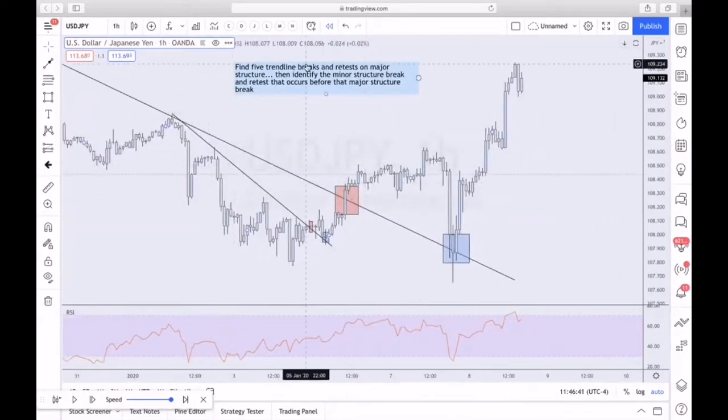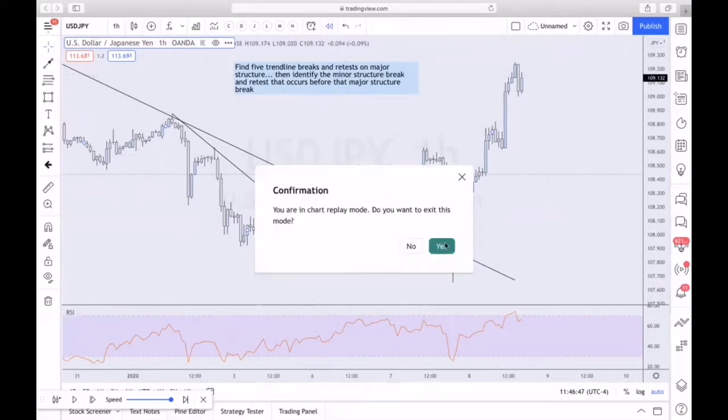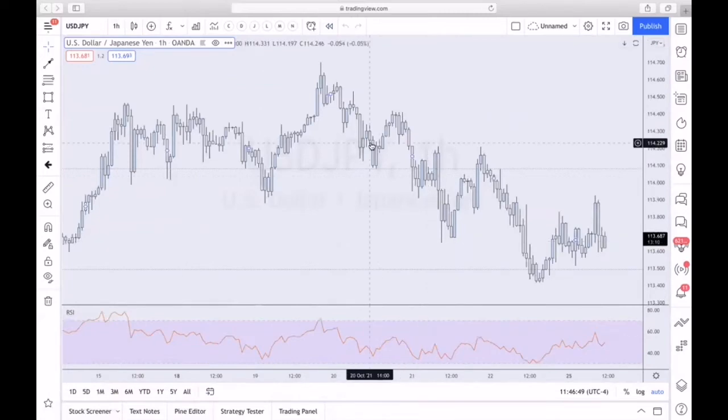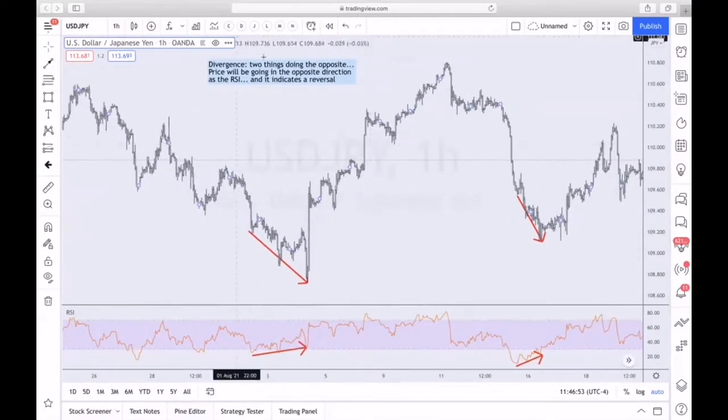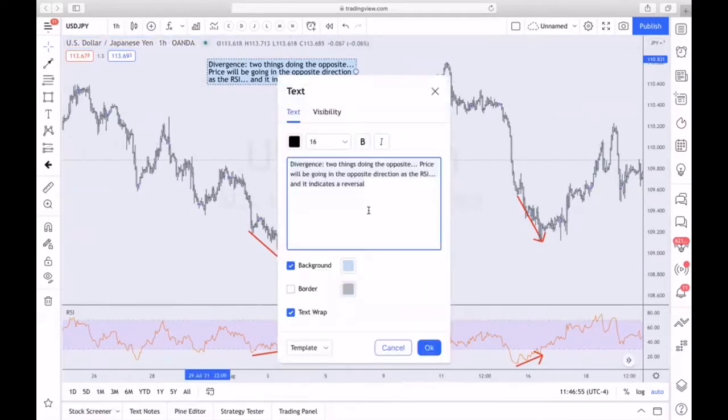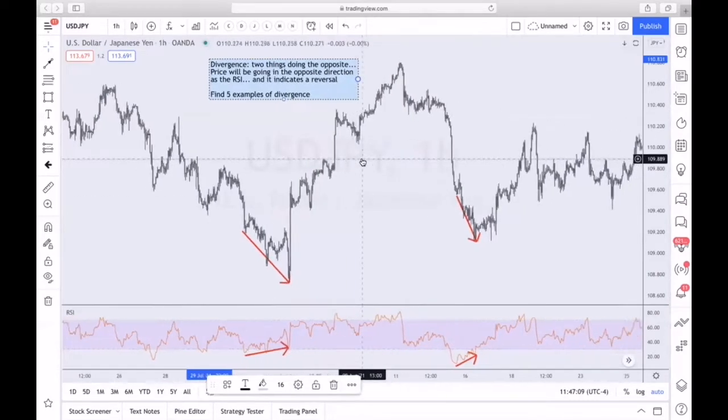Okay, so again, find 5 trend line breaks and retests on major structure, then identify the minor structure break and retest that occurs before the major structure break. And then the next thing is divergence. So what I want you to do for this assignment is, again, find 5 examples of divergence.